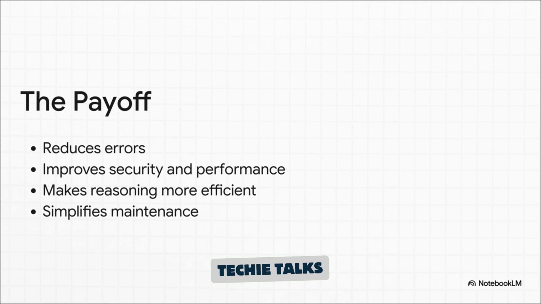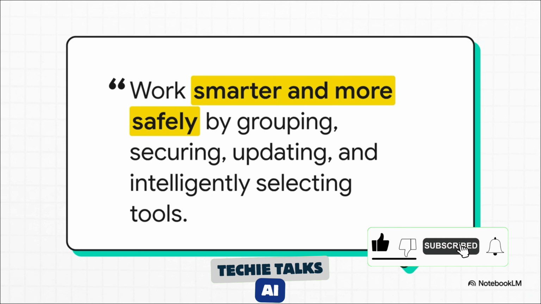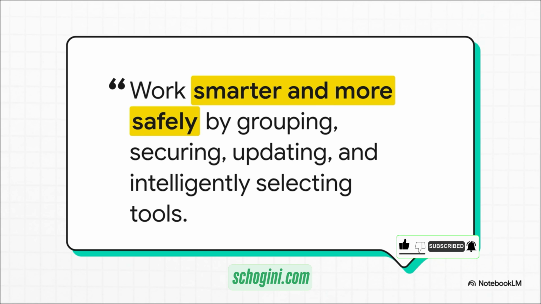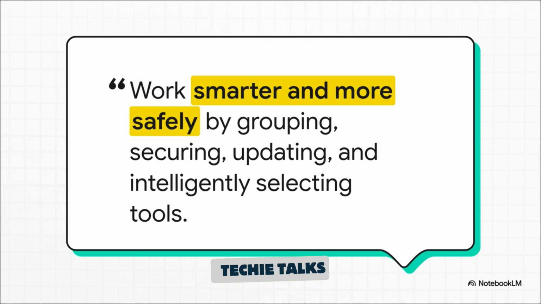And the payoff here is enormous. When you do this right, you immediately see fewer errors. Your security goes way up. Performance gets a boost because the AI isn't wasting time. Its reasoning gets sharper. And maybe best of all, the whole system becomes so much easier for humans to manage and improve over time. It's a win all around. So if you take one thing away from this, let it be this. A truly great AI isn't just about having the biggest brain. It's about giving that brain a toolbox that is perfectly organized, grouped, secured, updated, and intelligently selected. That is the real secret to making an agent that works not just smarter, but a whole lot safer too.